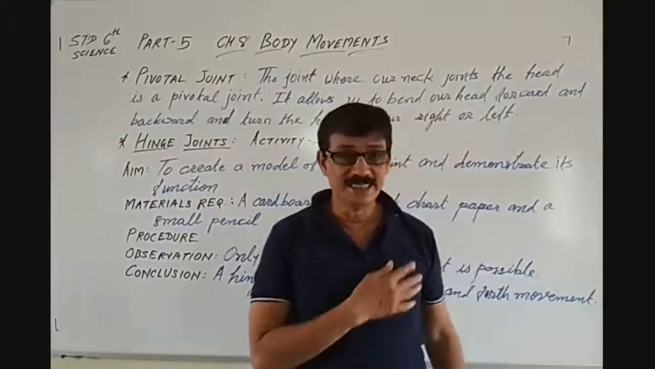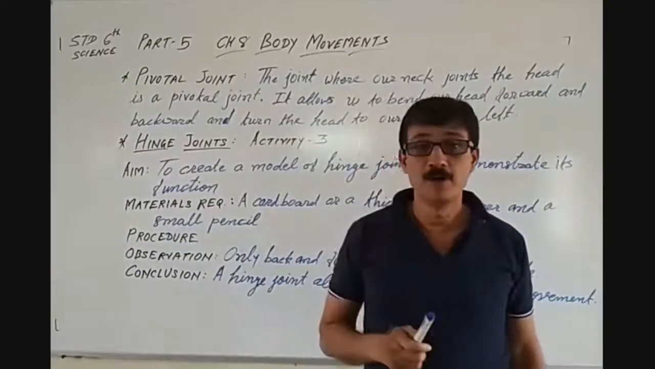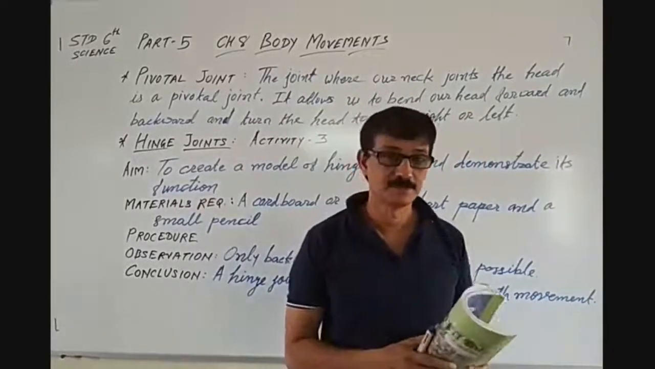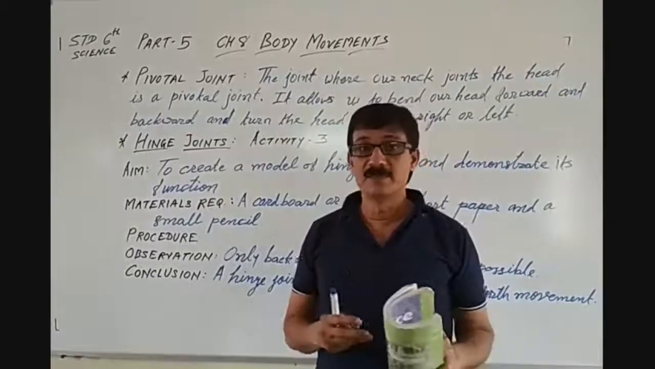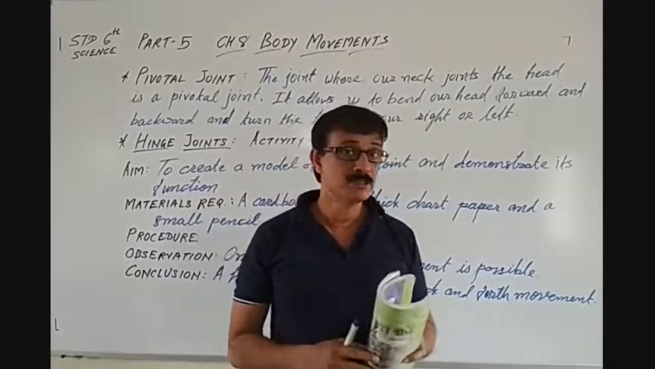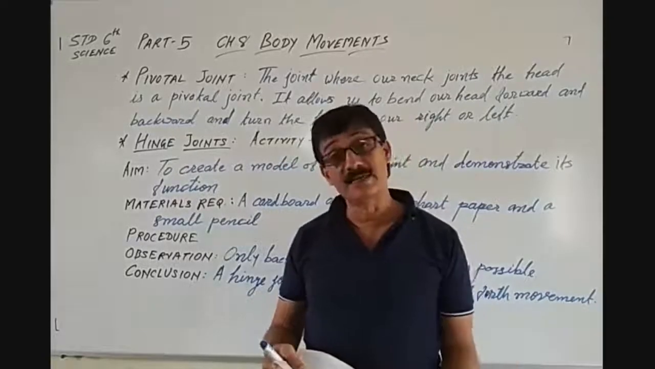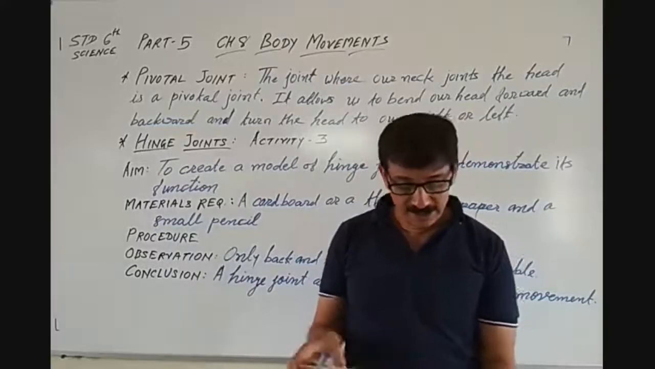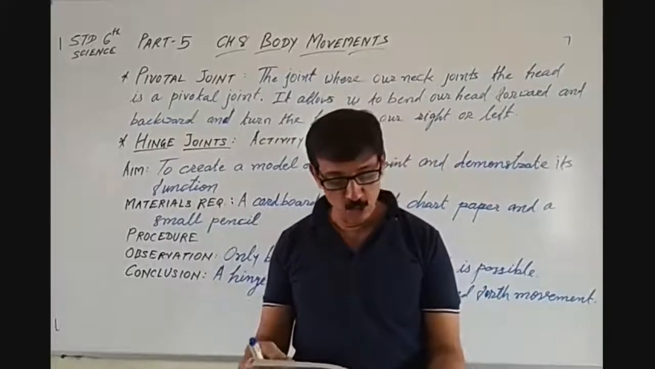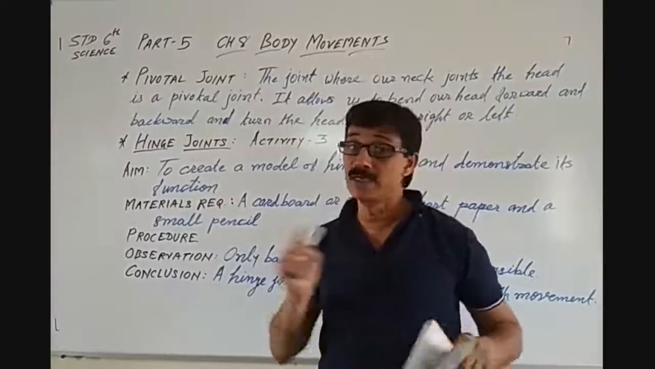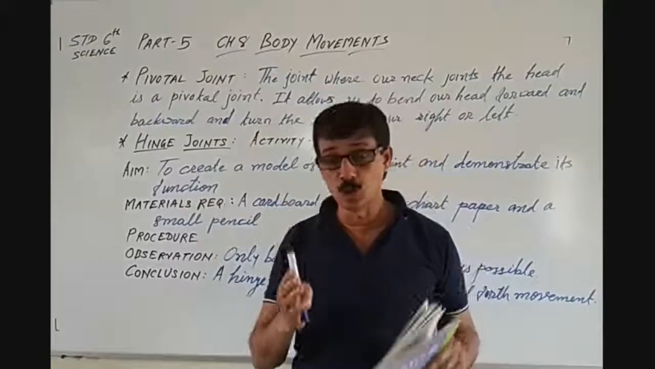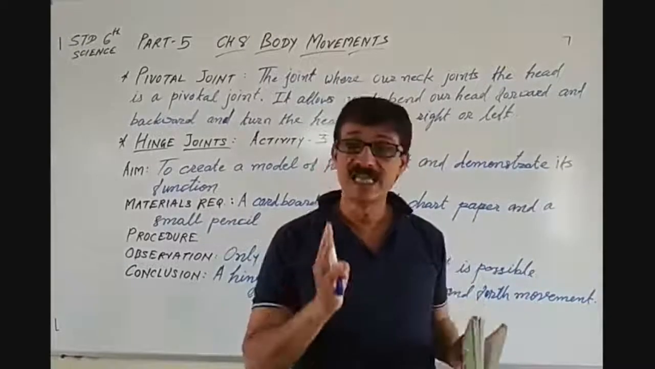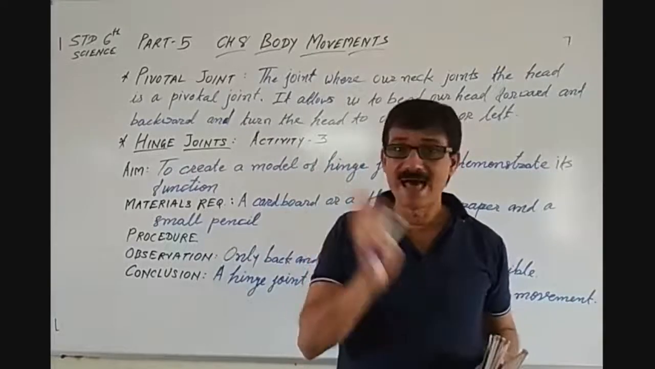Hello students, this is part 5 of chapter 8, Body Movements of Standard 6th Science. In the last part, we discussed ball and socket joint, isn't it? And through the activity we performed, we came to know that this joint, that is ball and socket joint, allows movement in all directions. That is what we came to know in the last part.